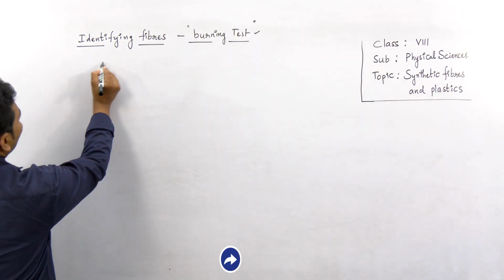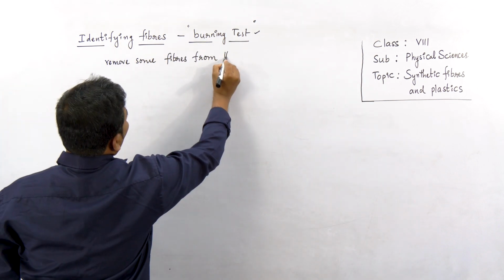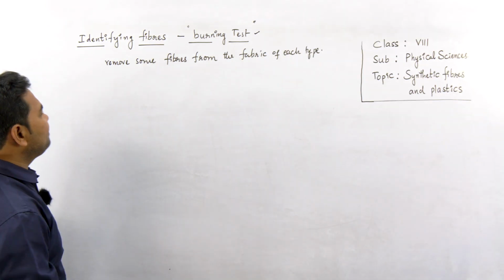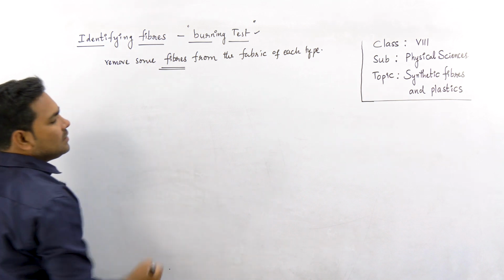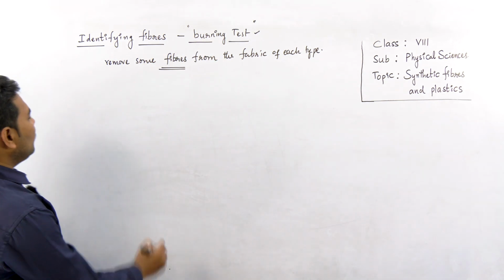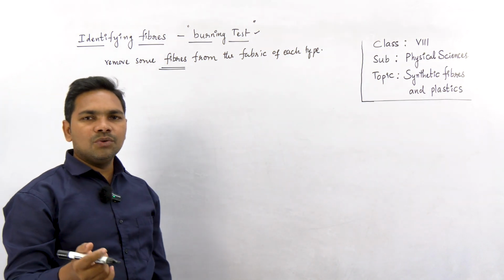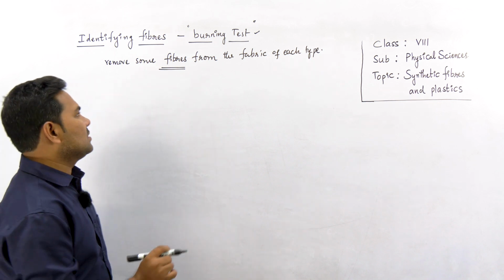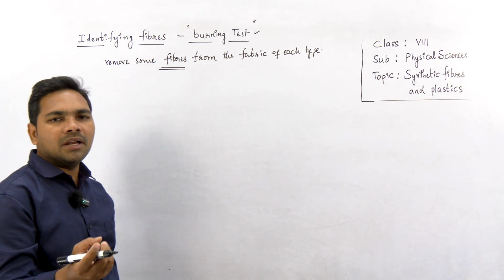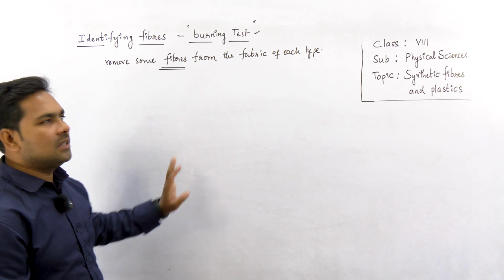For this we need to remove some fibers from the cloth, from the fabric of each type. Then this fiber is taken to identify the type of fiber. It is taken for a burning test. In this burning test, we generally take this fiber and, using a holder, we burn the pieces. We burn these fibers, identifying the smell or the burning pattern, the burning type. We can identify what type of fibers these are.